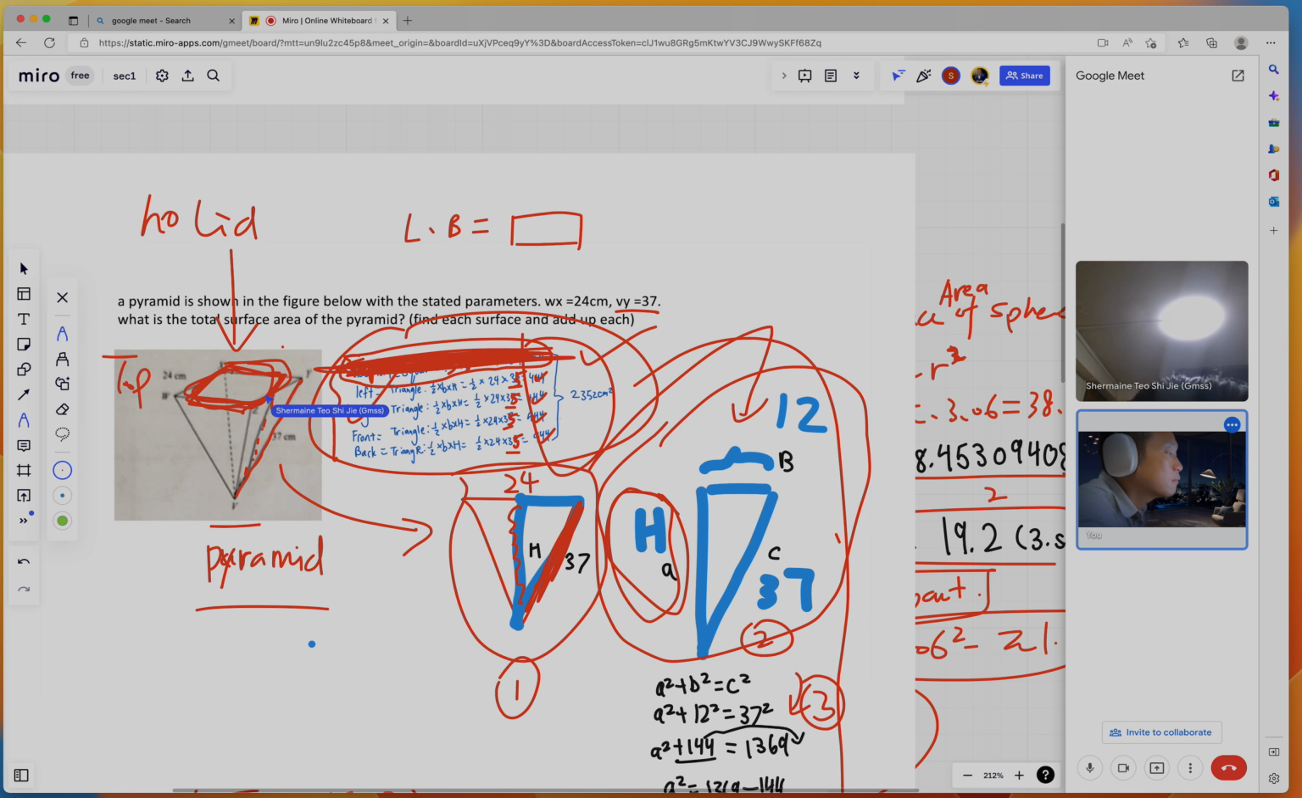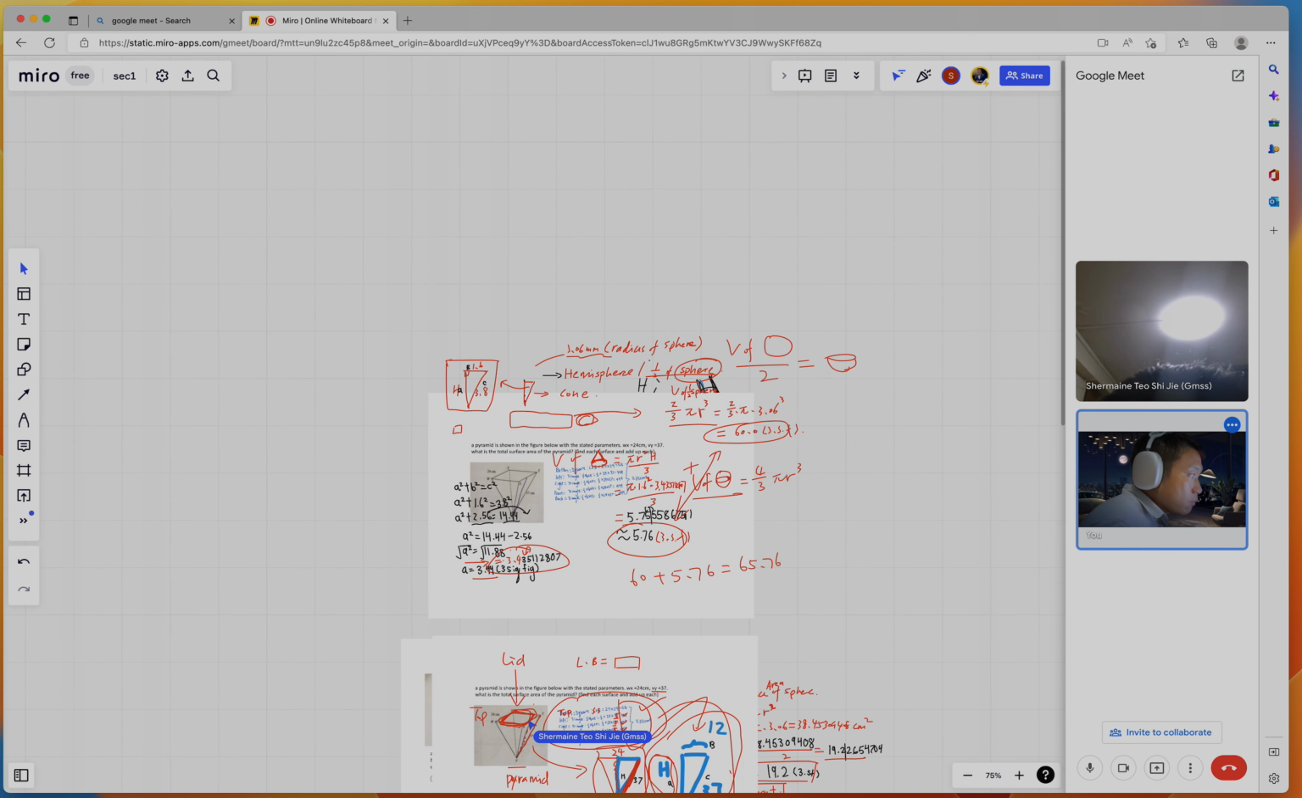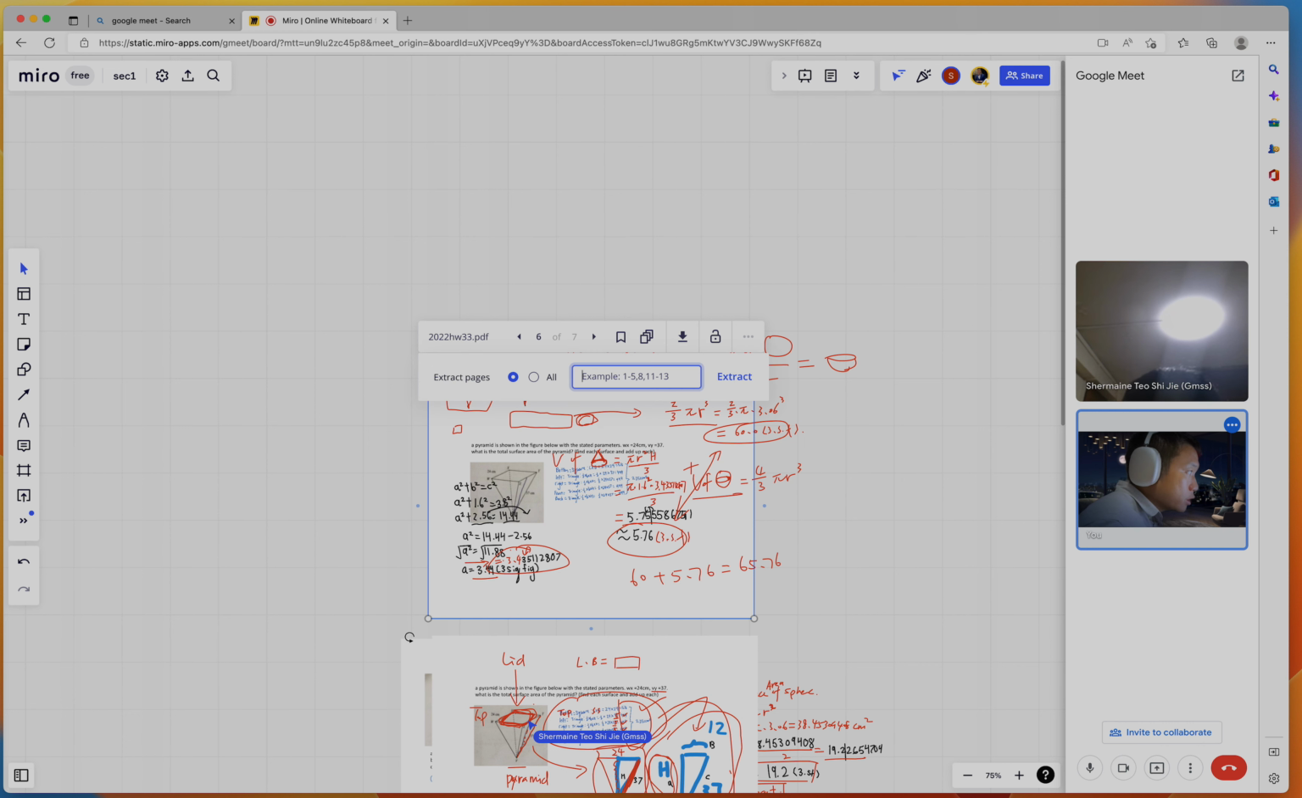Understand? But for this question, I think there is a lid. They will tell you. So there is a lid, so you need to consider the top. Not bottom, top, okay? You don't anyhow use the word. Okay, good. Next. Let's go to the next question. Let me extract it out. Page 6. I'm going to extract page 6 out.